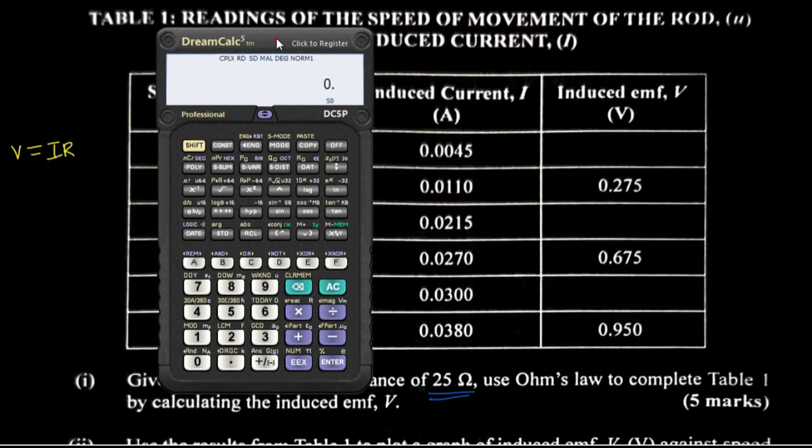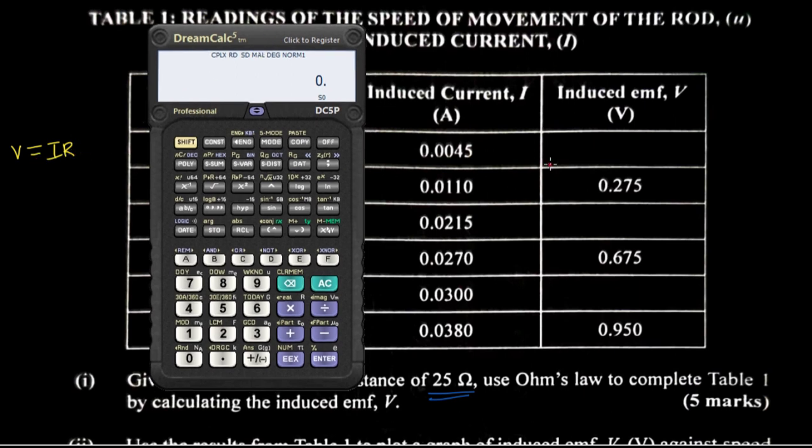So in this case we're going to use Ohm's law, where V is equal to I times R. So I is 0.0045, and R is 25 ohms, so we'll multiply by 25, and we get that our induced EMF is 0.11. Since we have all these values to 3 decimal places, we're going to also express our answer to 3 decimal places. So that's also something to consider when we are completing the table. We want to keep the number of decimal places consistent.